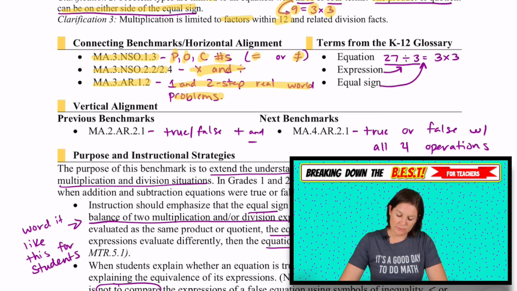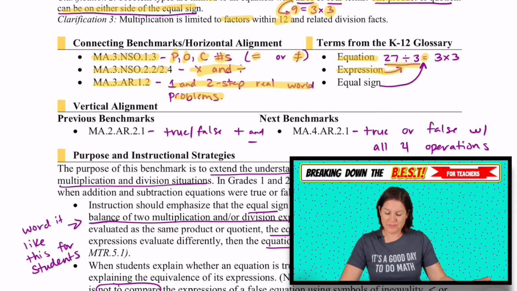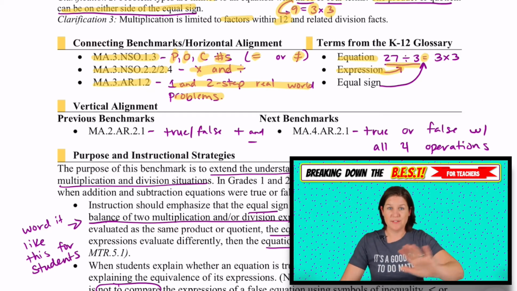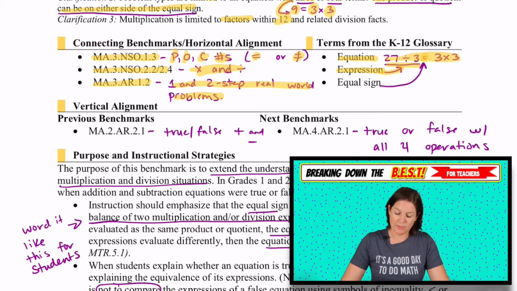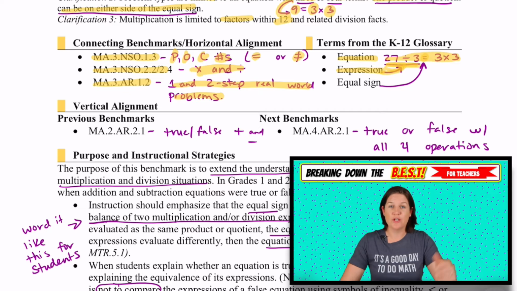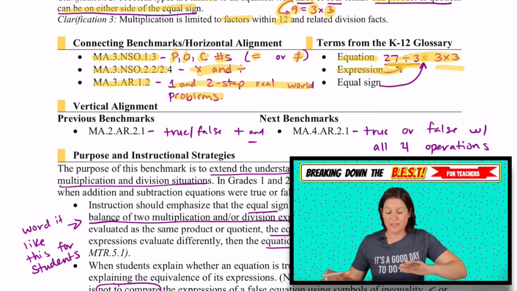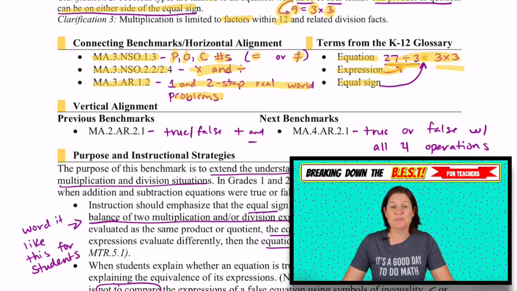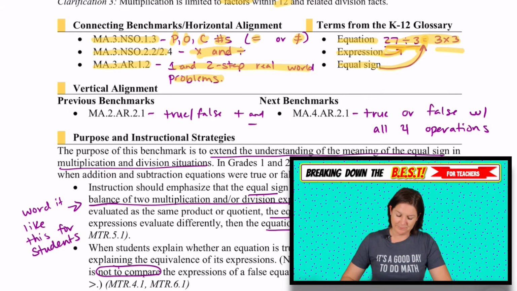Some terms that you need to know: equation means that we have an equal sign. An expression is the portion of an equation that does not include the equal sign. And I often say that the expression is not looking at the equal sign. It's what is not there. So this is an equation up here, but it does contain the expression 27 divided by 3. It does contain the expression 3 times 3, so we're just focusing on that part without the equal sign. And equal sign, too, is apparently an important term for you to know, so there's that.